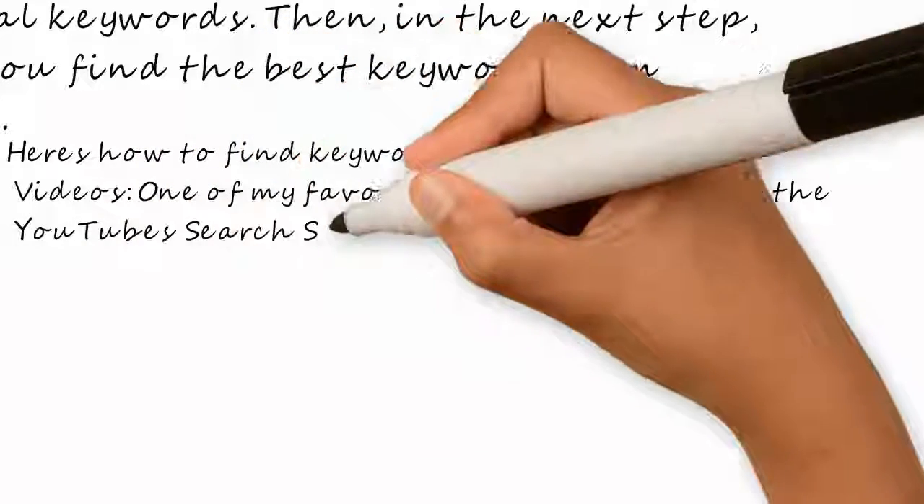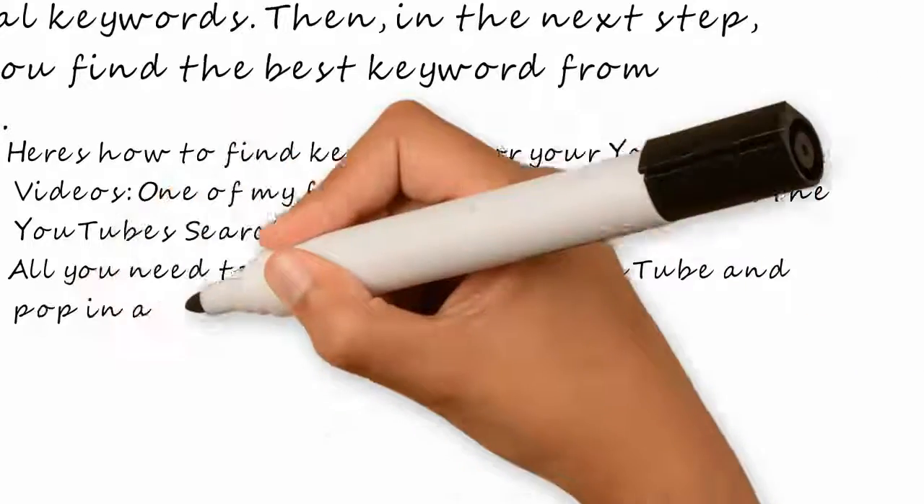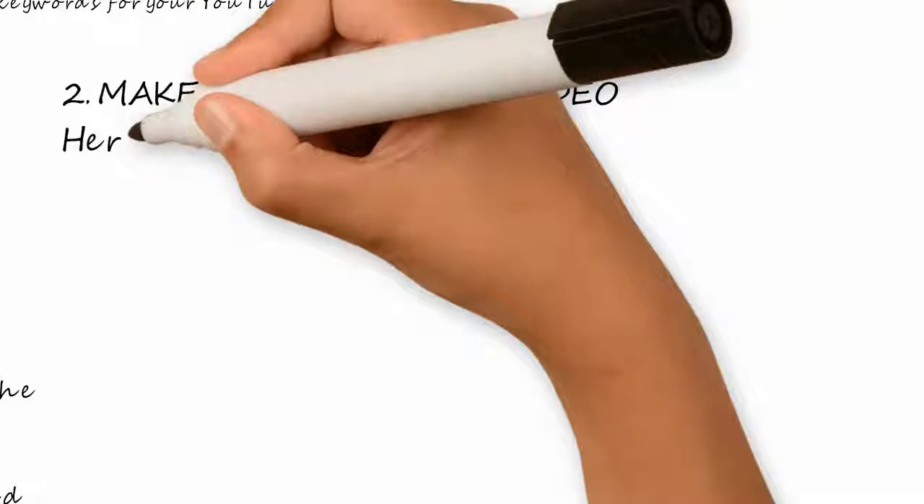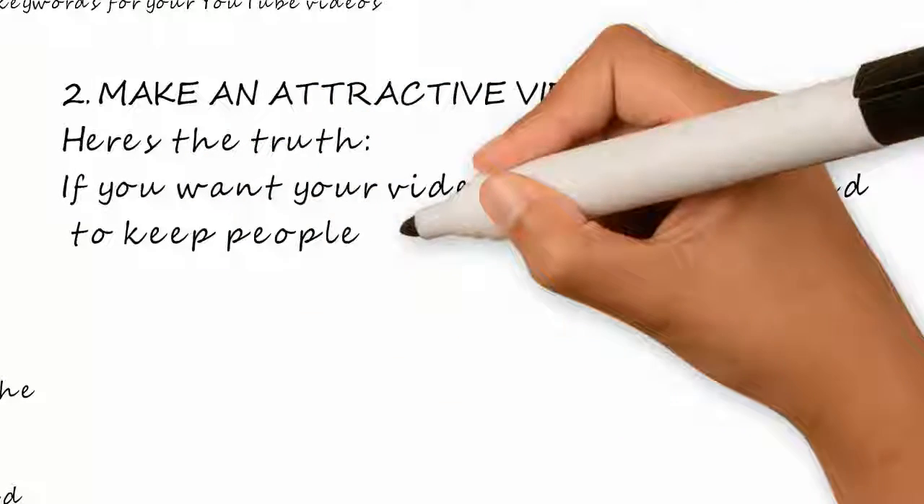2. Make an attractive video. Here's the truth. If you want your videos to rank, you need to keep people watching. The amount of your video that people watch is known as audience retention. And YouTube has gone on the record saying audience retention is a huge ranking factor.